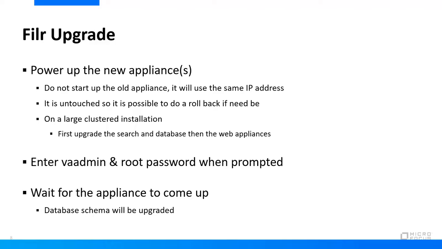If you have a large clustered install, then first upgrade the search and the database appliances, and then finally the web appliance at the end. When you bring them up, you'll be prompted for the VA admin and root password, and then just wait for that to come up. The first time that you bring up the web appliance, it may take a little bit longer because it's got to go through and extend the database for you.